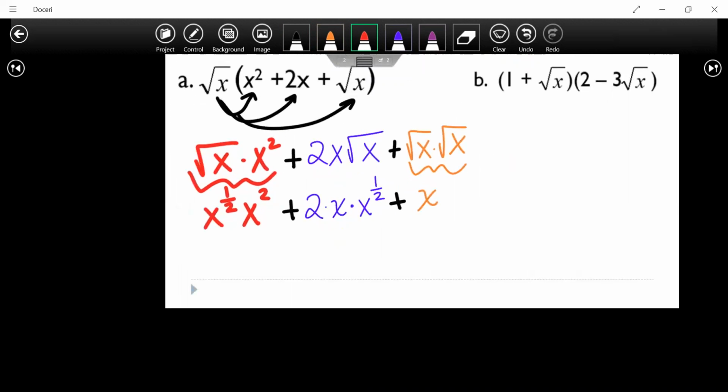1/2 plus 2 gives me what? 2.5? Try to give me whole numbers. We're going to leave it like that, but then we want to write it as an improper fraction. What's 1 plus 1/2? 1 and 1/2. And then our last one's going to be plus x.